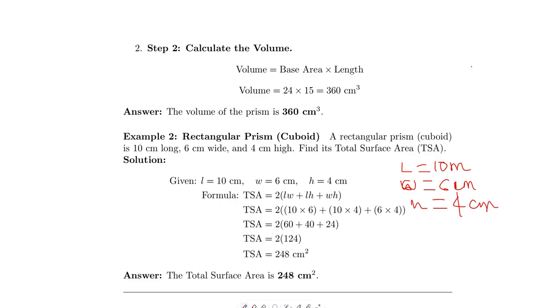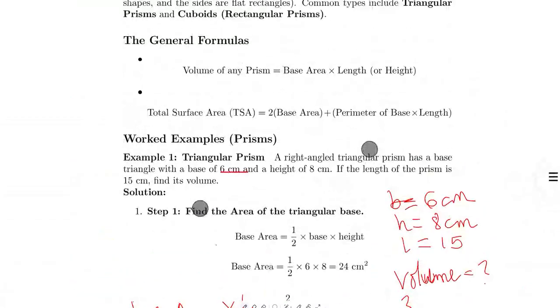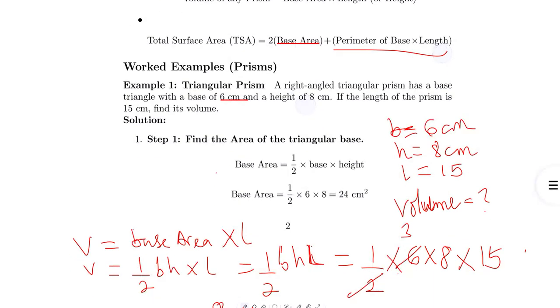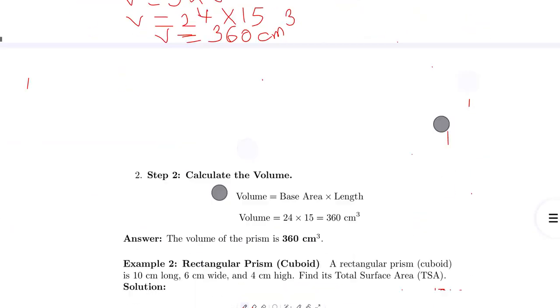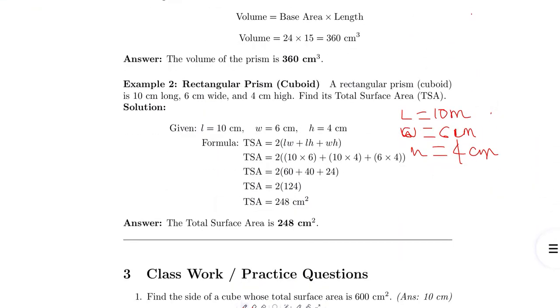How am I going to find the total surface area? Getting the total surface area is very simple. Don't forget, we told you that the total surface area is 2 multiplied by the base area plus the perimeter of the base times the height.